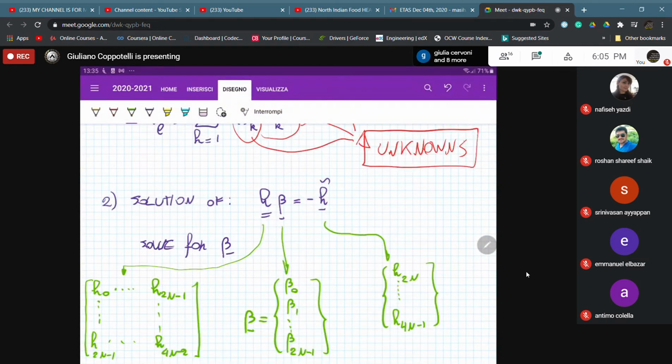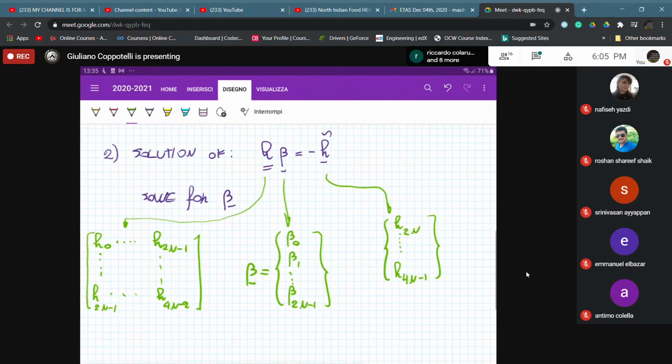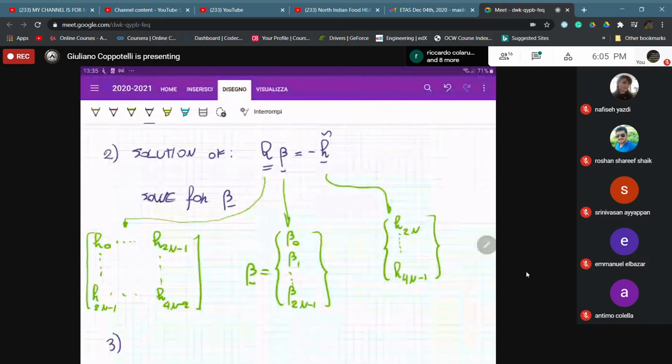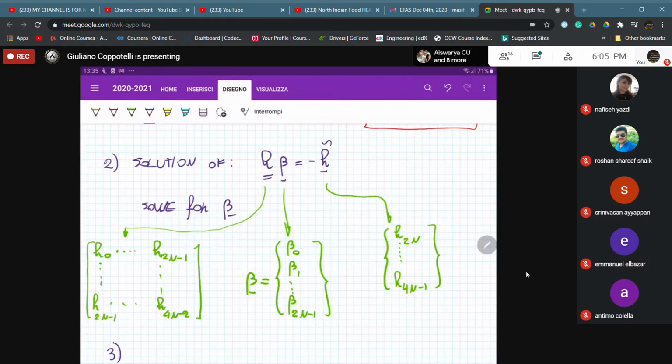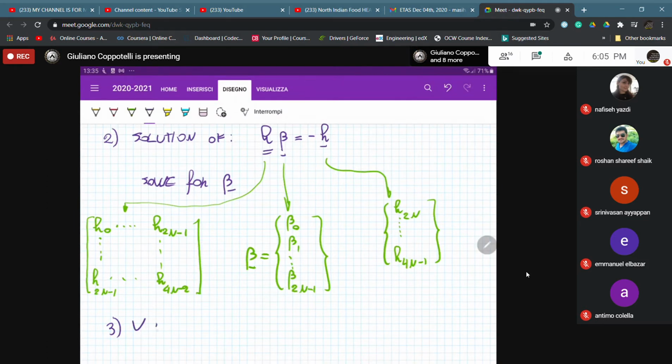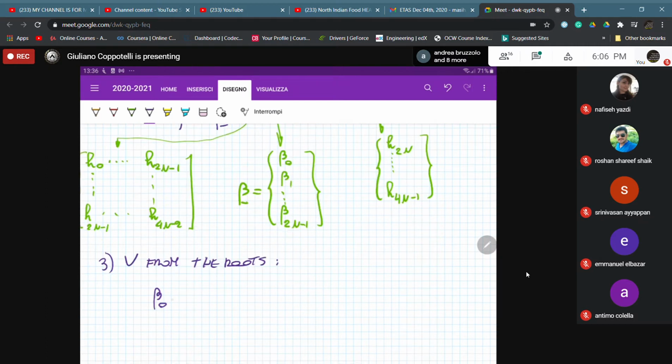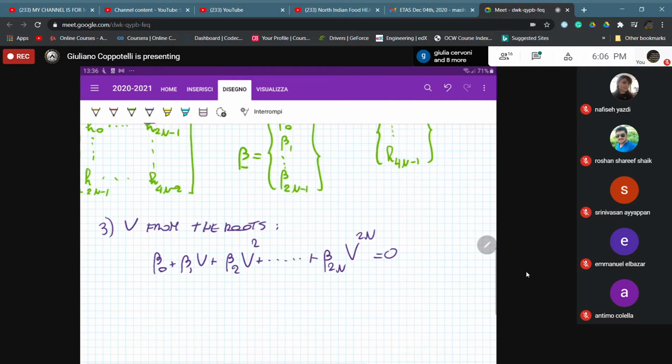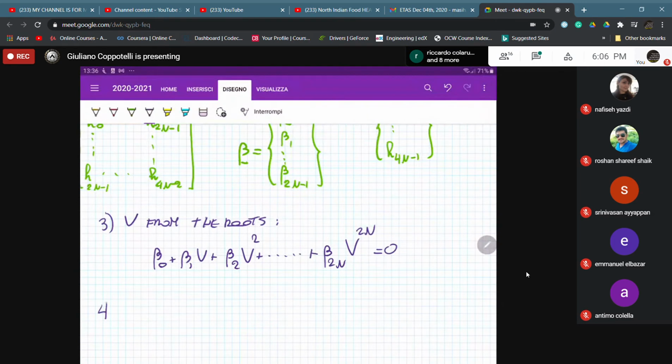Okay, so once we found these betas, then the procedure is to try to find the v vector, one of the unknowns, from the roots of the algebraic equation that includes your betas that have been just identified from the previous step. Okay, square up to the very last term.